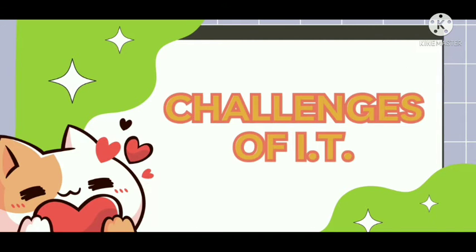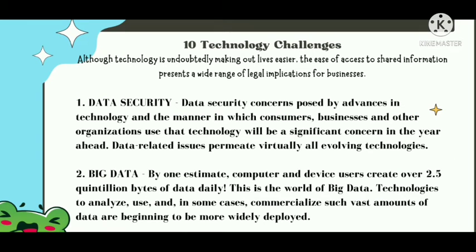Now, we have the challenges of IT. So here are 10 technological challenges. Although technology is undoubtedly making our lives easier, the ease of access to shared information presents a wide range of legal implications for businesses. First, the challenge faced by IT is data security.